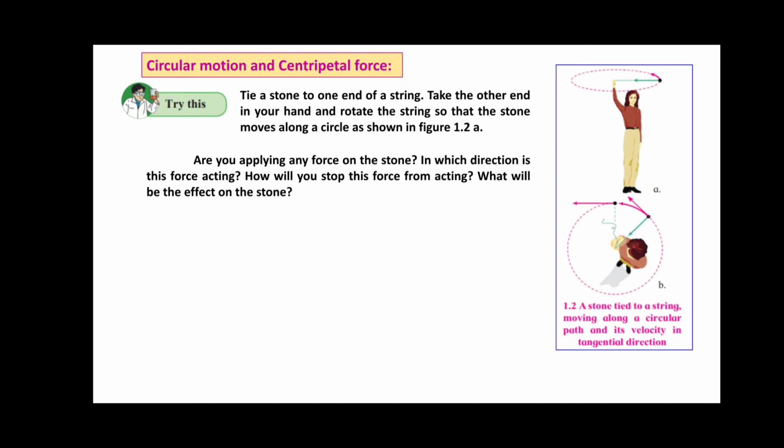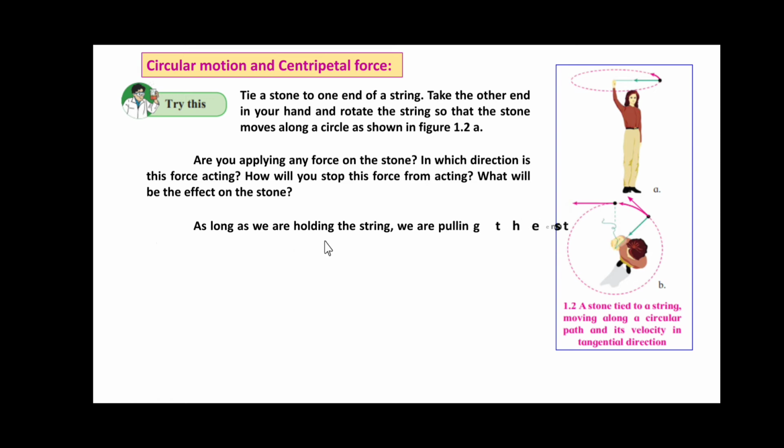Last one, what will be the effect on the stone at that time? The stone will fly off along a straight line tangential to the circle at the position of the stone when the string is released. Here friends, it is expected that the angle between the radius of the circular path and the direction in which the stone is released is 90 degrees.